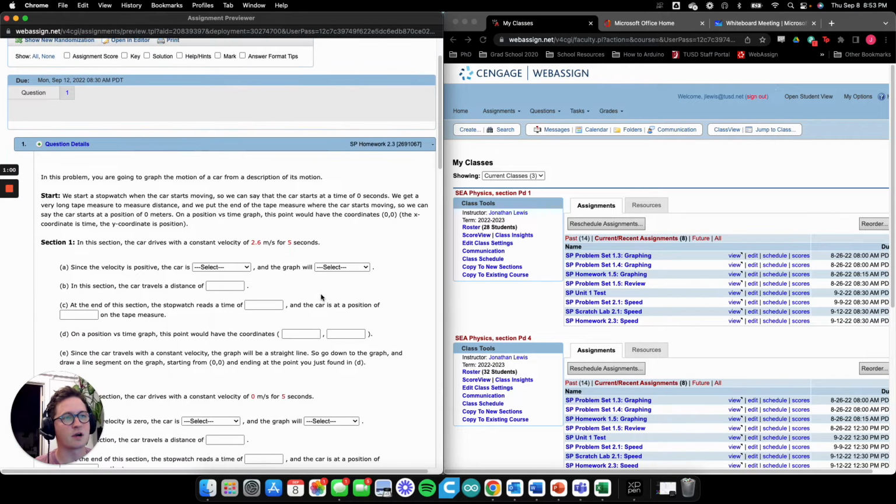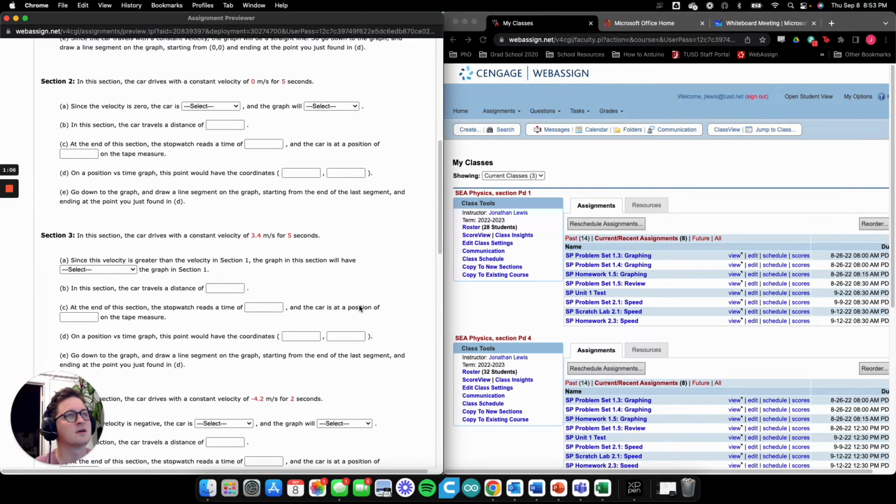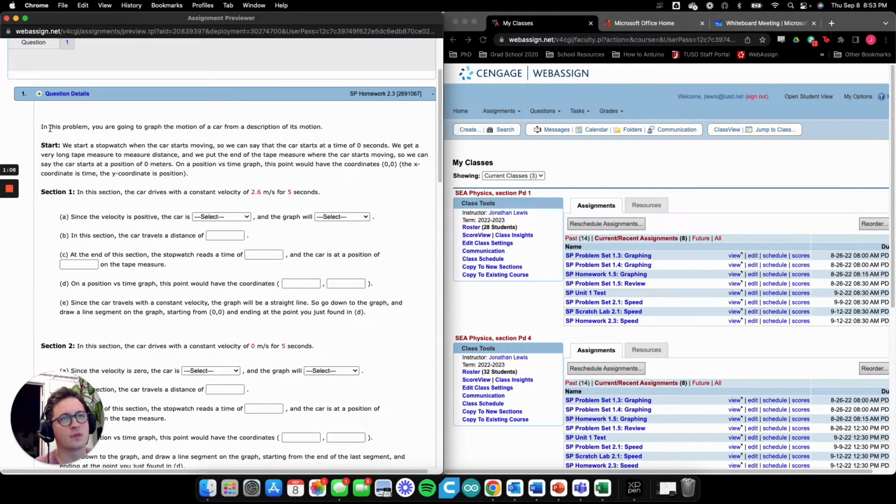Oh, is this a graphing one? Yes, it is. Oh, I love graphs. Graphs are the best. Alright. So, in this homework, we're graphing the motion of a car. We start a stopwatch when the car starts moving, so we can say that the car starts at 0 seconds.